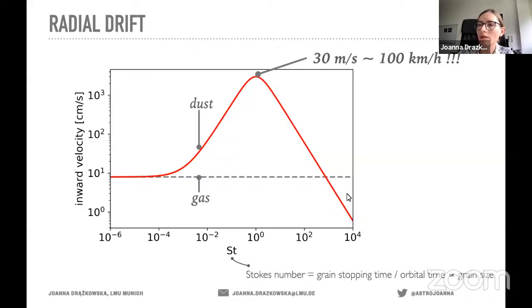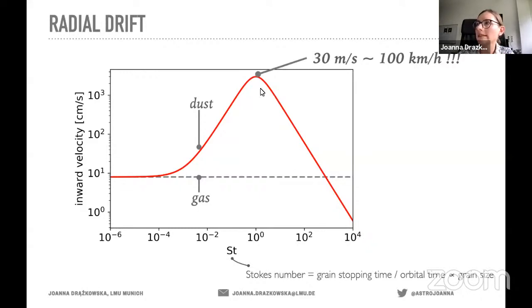Now on the left-hand side, we have very small dust grains that are very well coupled to the gas and are just moving together with the gas accretion flow. On the other side of the spectrum, we have very large solids, so our planetesimals, that are pretty much on Keplerian orbits and they don't really drift.